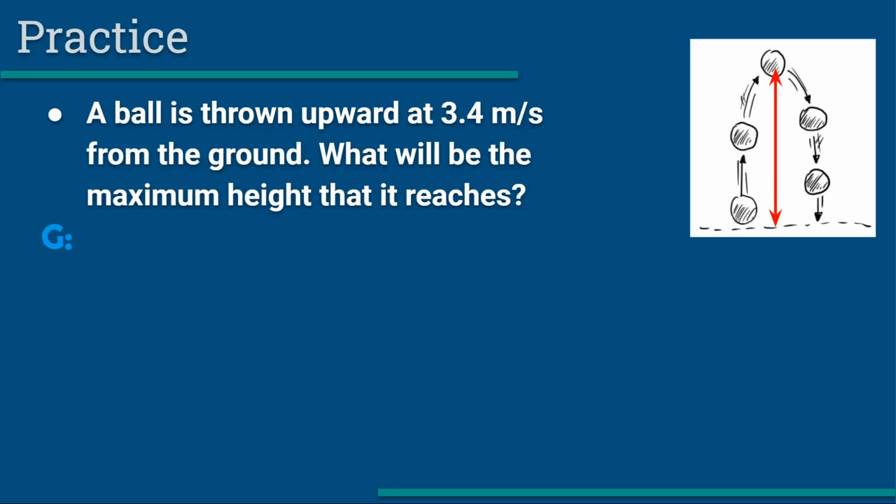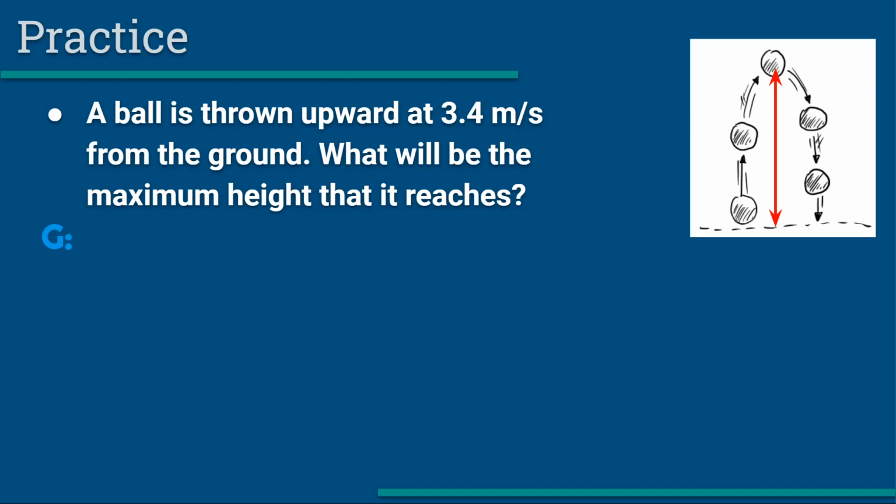We'll go through a couple of free fall examples, and then we'll get into our projectiles that are launched at an angle. If you want to copy this down, I would recommend that you do it so you have it to look back at. It says a ball is thrown upward at 3.4 meters per second from the ground. What will be the maximum height that it reaches? And you're going to have questions that look kind of similar to this. Of course, we're going to have a little bit different information, but kind of similar to this when we deal with our projectiles. So we need to analyze them in a similar way.